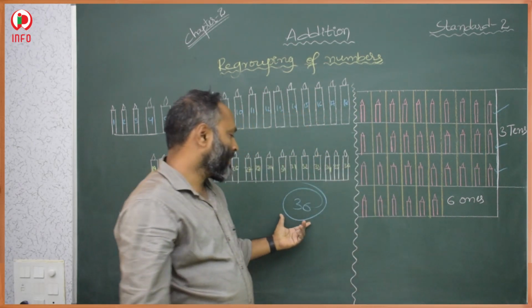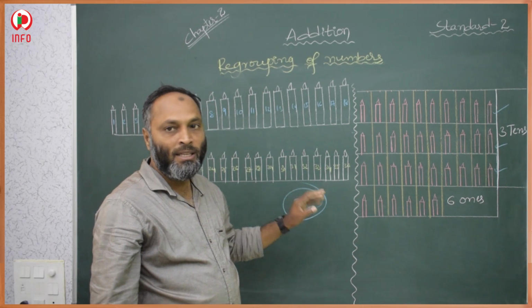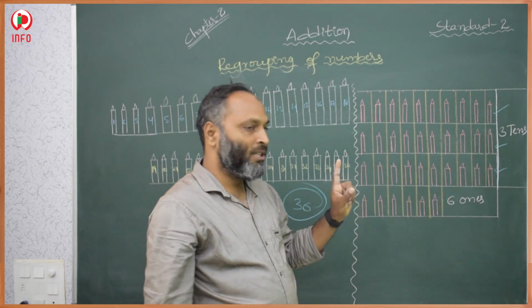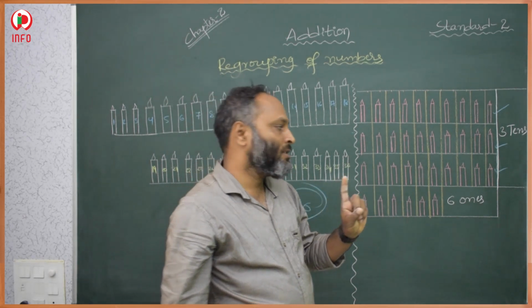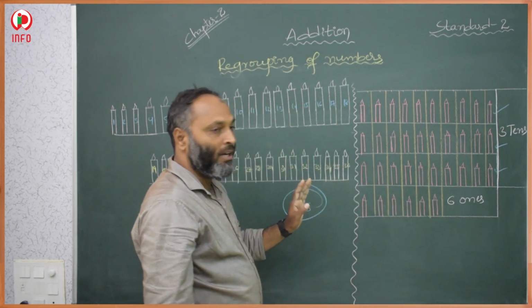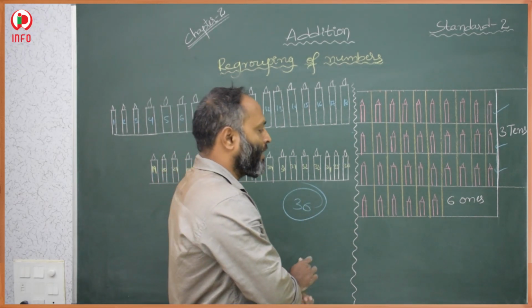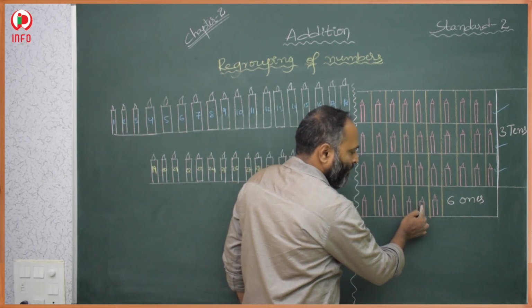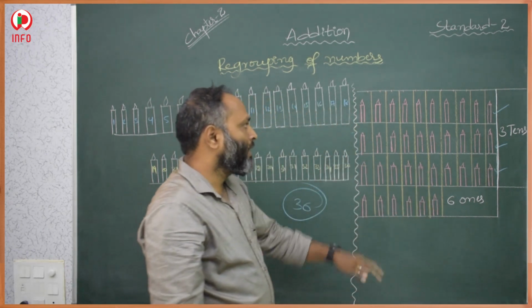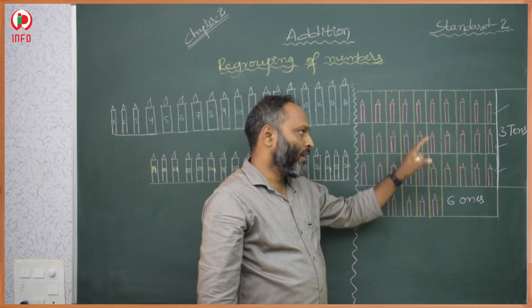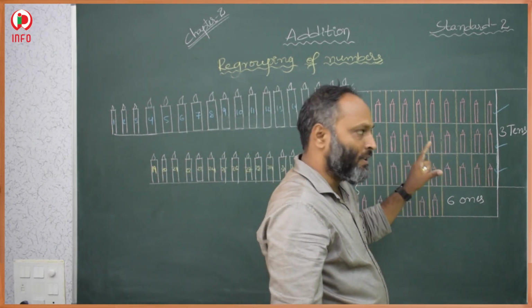Then total 36 candles we have. The remaining 6 candles will go in ones place. Why? Because in ones place we have a single digit number. So 6 candles will come in ones place, that we have to keep in ones place. 1, 2, 3, 4, 5, 6. Total 36. These 36 candles we have to arrange like this in tens place and in ones place.